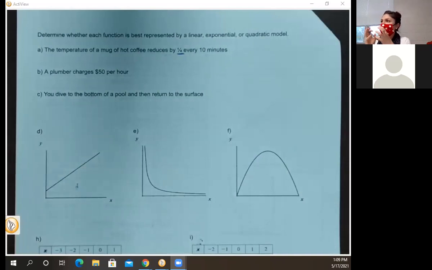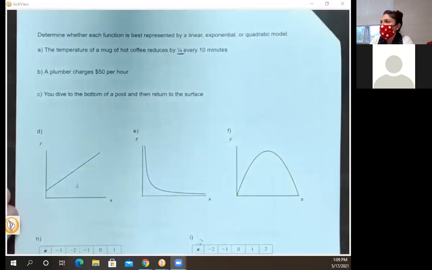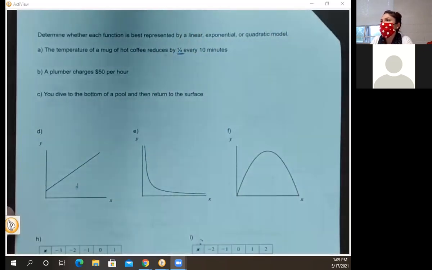And then for that new temperature, I would find 1/4 of that and subtract it. And then for the new temperature, I'd find 1/4 of that and subtract it. So this 1/4 is going to change every time. It's going to be a little different every time. That means that this is an exponential function.